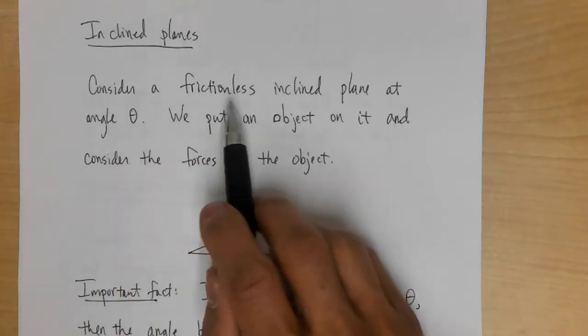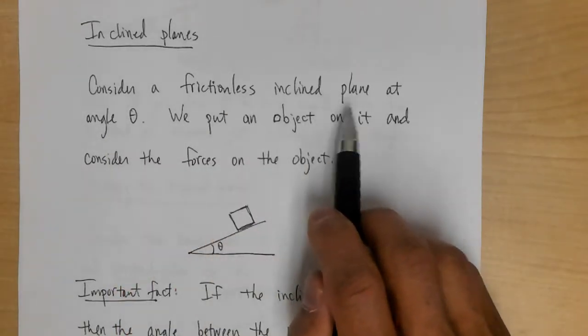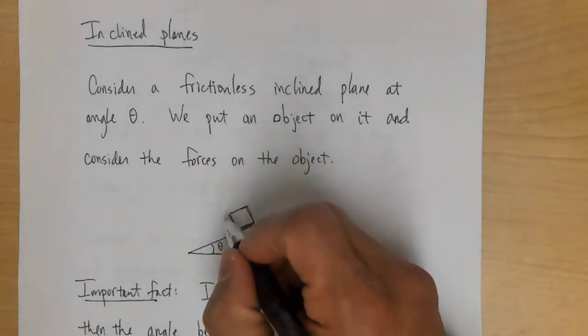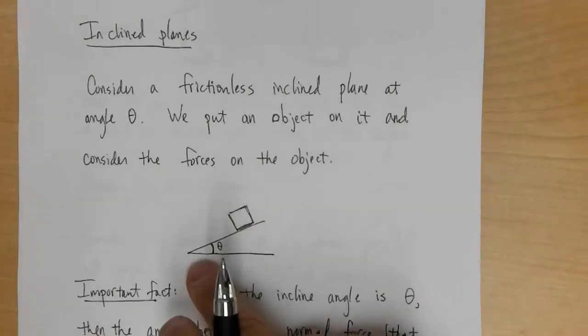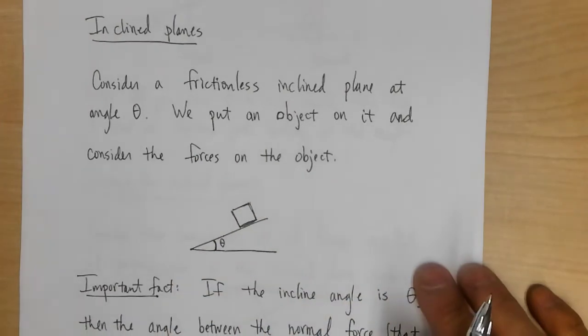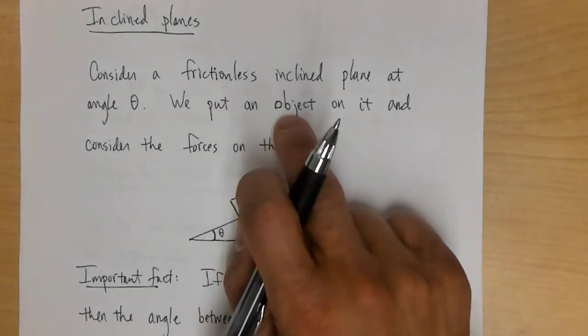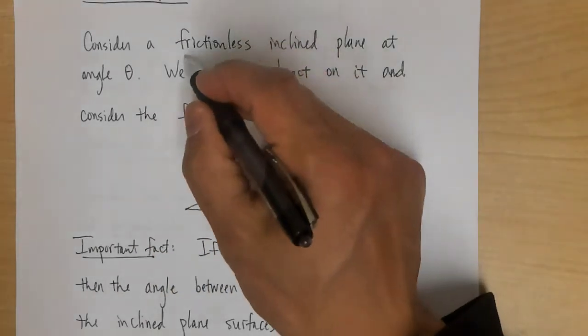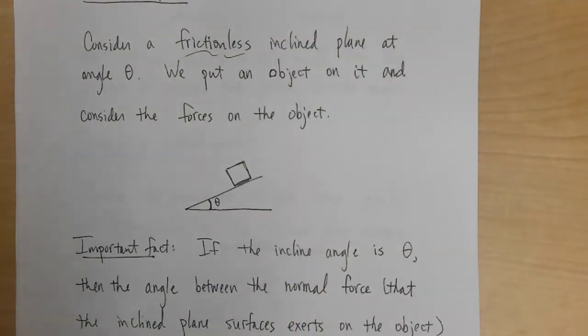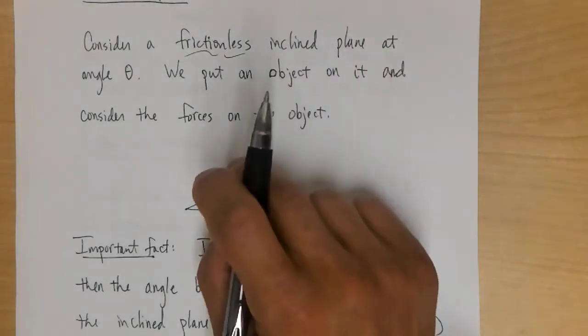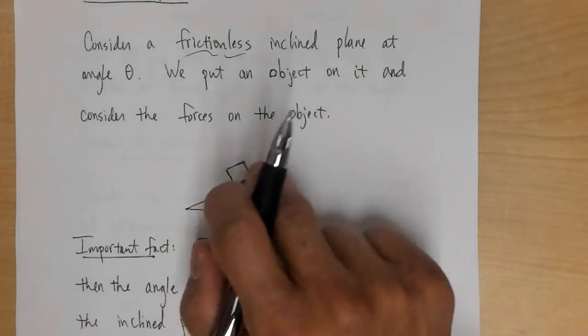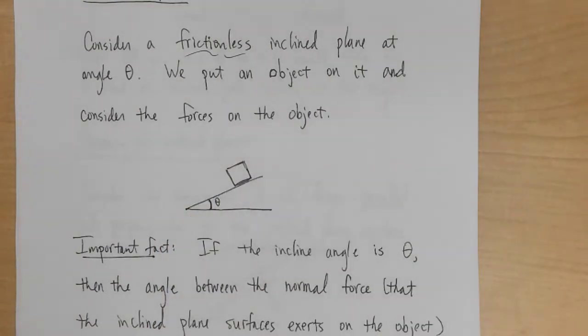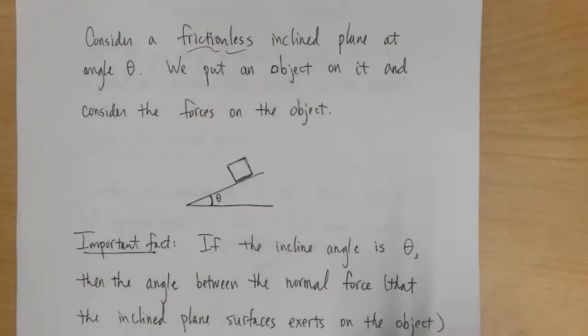So let's first consider a frictionless inclined plane at some angle theta. So the angle of incline will be measured from the horizontal. And let's put an object on it, and we'll consider the forces on the object. We start off with something that's frictionless. Okay? Frictionless means you can slide up and down the plane without any force acting on the object. It just slides up and down.